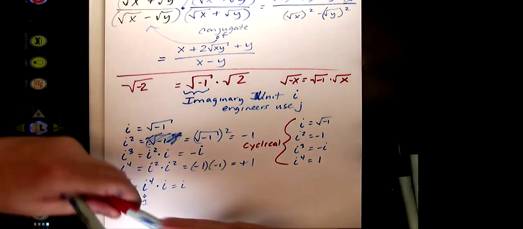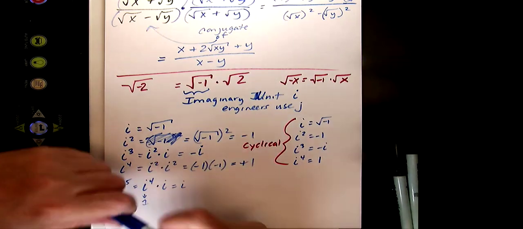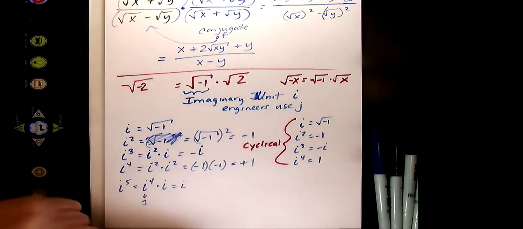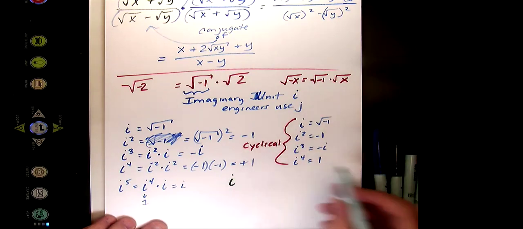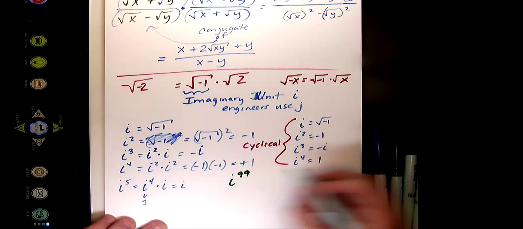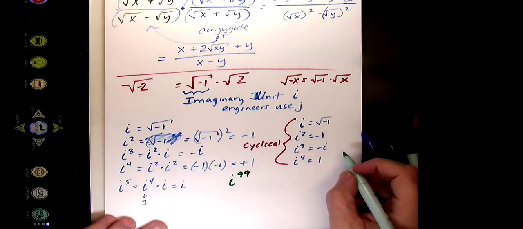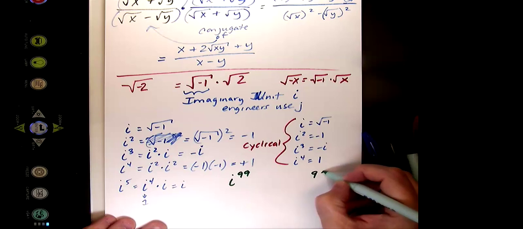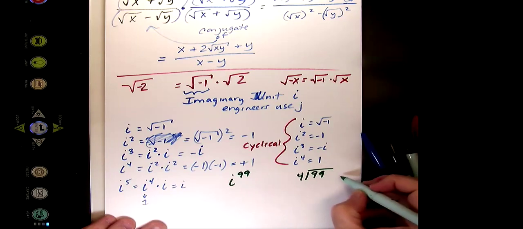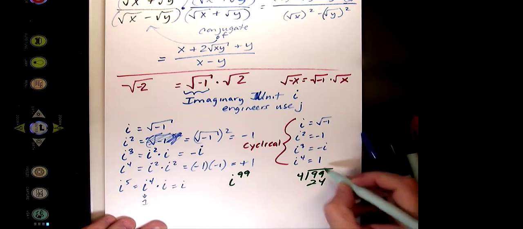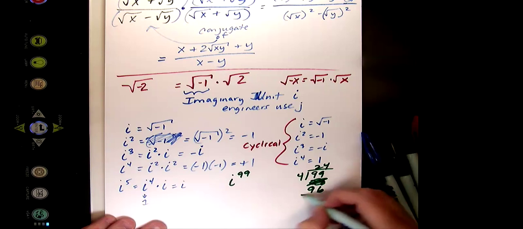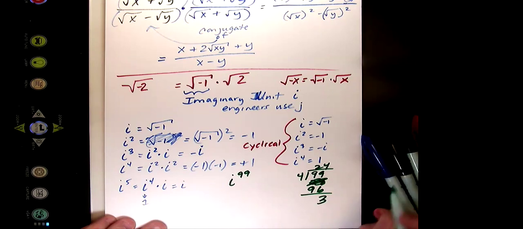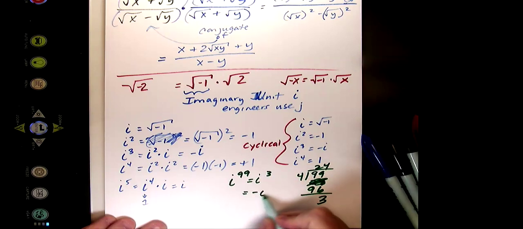If you want to simplify a really large i exponent, like i to the 99th power, just divide the 99 by 4 and look for the remainder. This goes in 24 times. I'm sorry, 24 times. That's 96. With a remainder of 3. This simplifies to i cubed. And i cubed is -i.